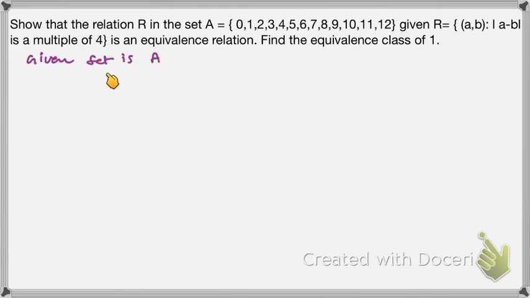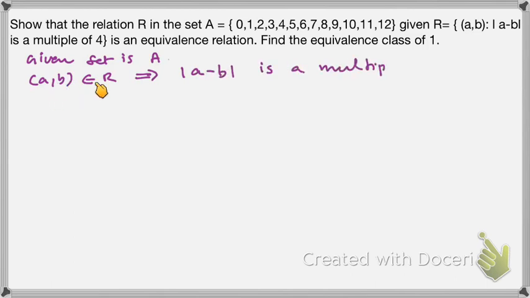First thing is, we always talk about the given set. The given set is A, which is 0 to 12, the integers. And then I write what the relation means to me. The relation is (A, B) belongs to R. A is related to B. These are all single elements in the set, right? So I pick up two elements from there, A and B, and then I say A is related to B, (A, B) belongs to R, if modulus of A minus B is a multiple of 4. So an element A is related to B means modulus of A minus B is a multiple of 4.